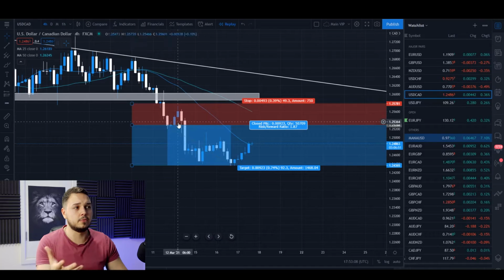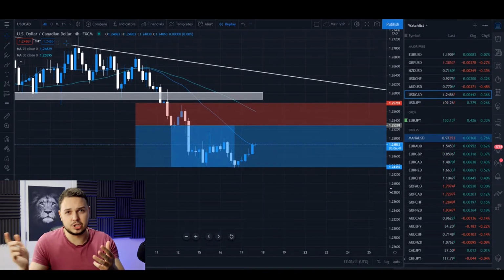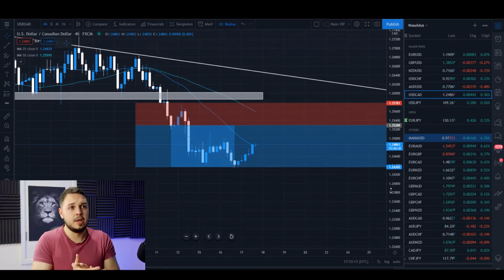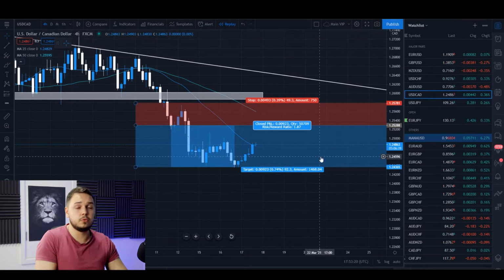Bearish engulfing candle as confirmation, pretty damn good. Obviously check out the fundamental news as well, because I always do it, and I use fxstreet.com for that, and you will be able to make some money.